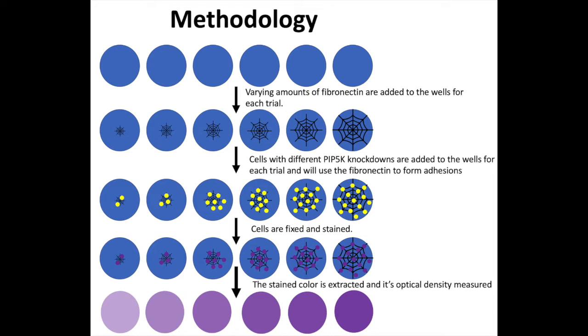Once we do an optical density reading of this value, it gives us a quantitative value for how much color is in each well. So in theory, the more cells that are in a well, the more color it will have, and the higher the optical density reading. So we can directly correlate the optical density reading to the number of cells, and therefore the number of connections the cells can create.